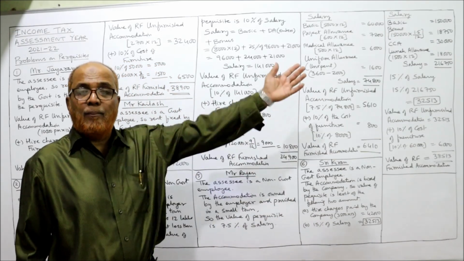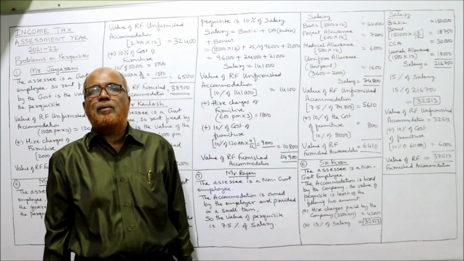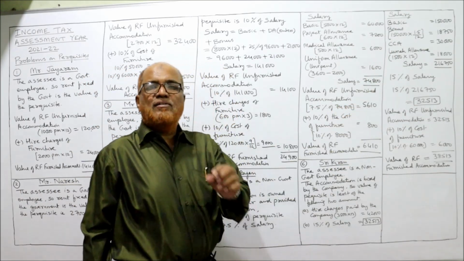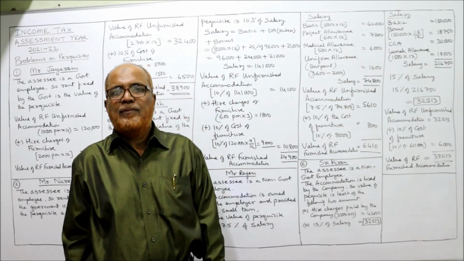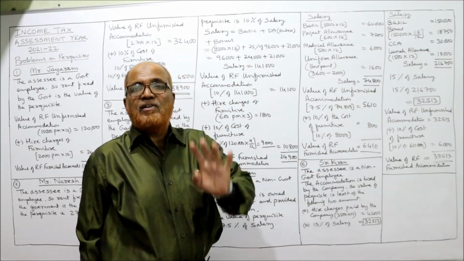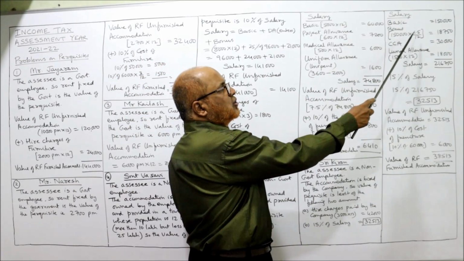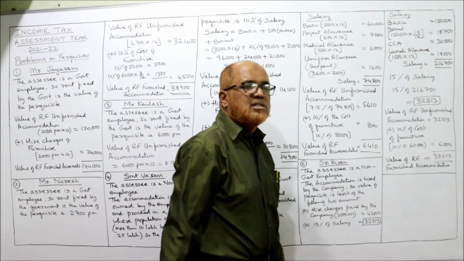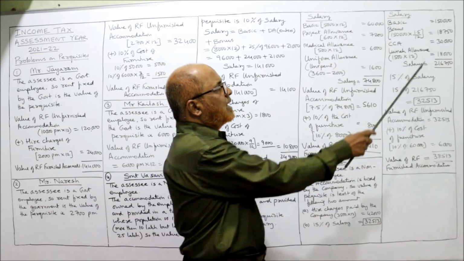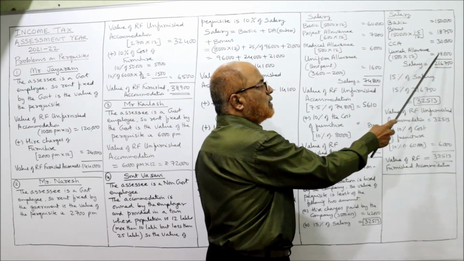We don't have salary given. We have to compute salary. Basic pay 1,50,000 is directly given in the problem per annum. Bonus is given as 1.5 months salary. For 12 months it is 1,50,000. For 1.5 months how much? So 1,50,000 into 1.5 by 12, 18,750 is the salary for 1.5 months. CCA is fully taxable. Lunch allowance 1,500 per month into 12, fully taxable.